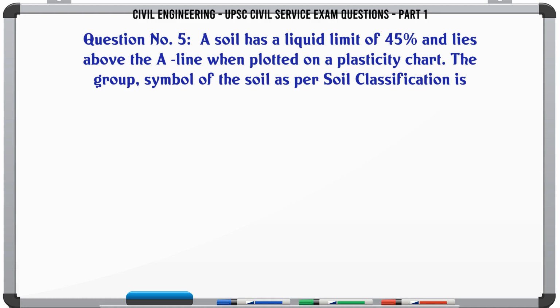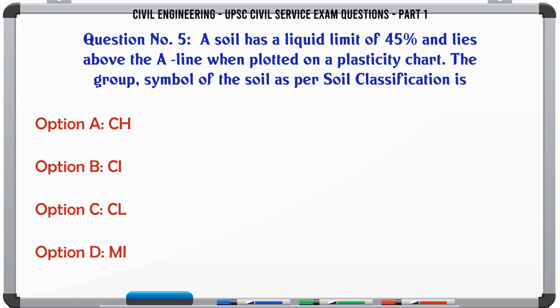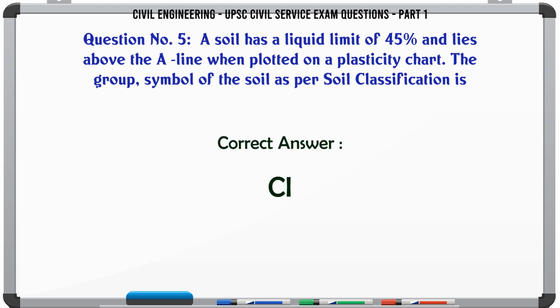A soil has a liquid limit of 45% and lies above the A line when plotted on a plasticity chart. The group symbol of the soil as per soil classification is A. CH, B. CI, C. CL, D. ME. The correct answer is CI.